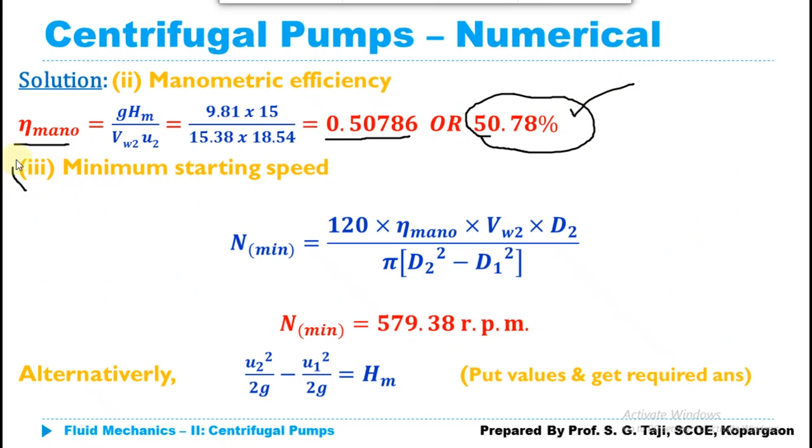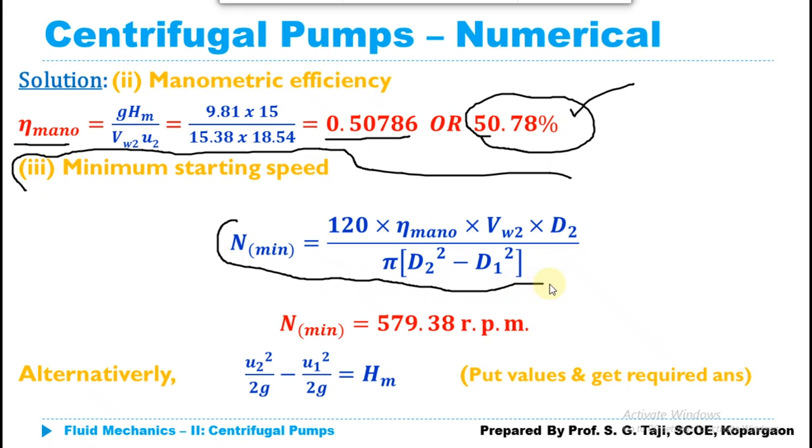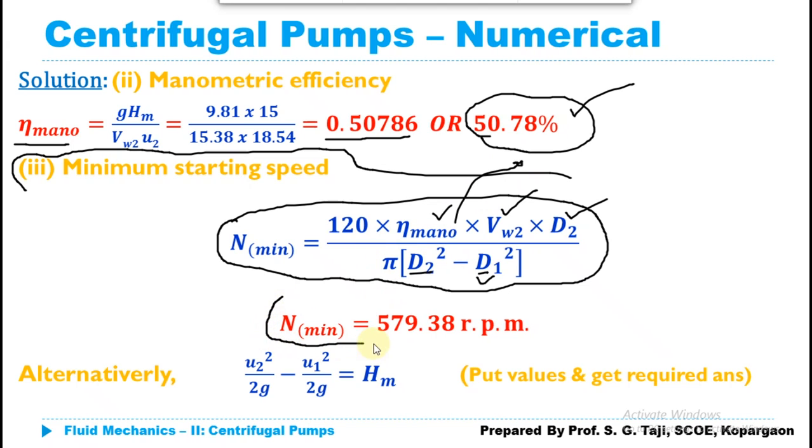And the last thing, they asked to calculate the minimum starting speed of the centrifugal pump, which is given by the expression N minimum is equal to 120 multiplied by manometric efficiency multiplied by Vw2 D2 divided by pi times D2 square minus D1 square. Everything we already have: Vw2 we have calculated, D1 and D2 both are given in the numerical, and manometric efficiency we have just calculated. Just simply putting all those values in this expression, we are getting our minimum starting speed of the centrifugal pump, that is coming out as 579.38 revolution per minute.